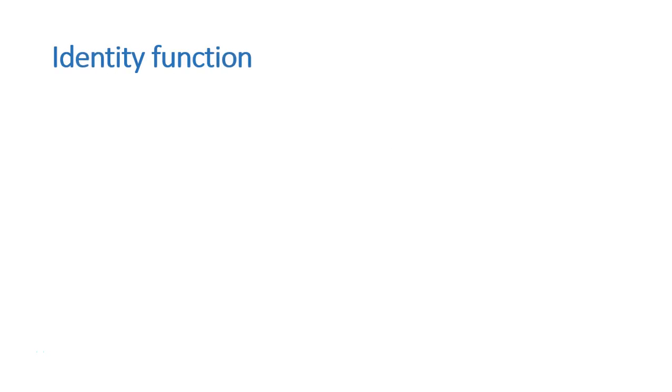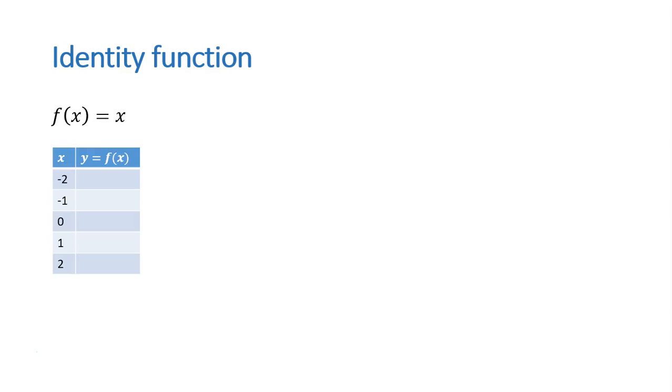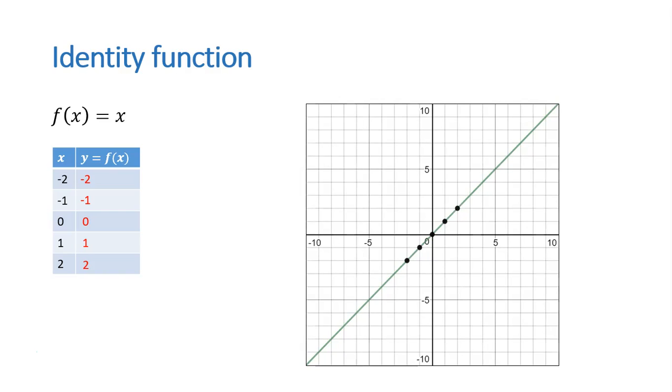The first parent function we're going to look at is the identity function. The rule for the identity function is f of x is equal to x. So in other words, the identity function takes an input and then doesn't change it. The output and the input are exactly the same. So if we use a table of values to plot points, for any value we plug in, we get the exact same value out. This generates a bunch of points that have matching x and y coordinates. So if we graph something that looks like this on a coordinate plane, we end up generating a diagonal line that goes through the origin.